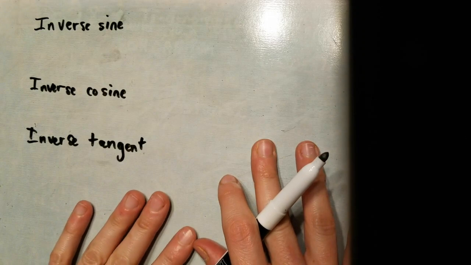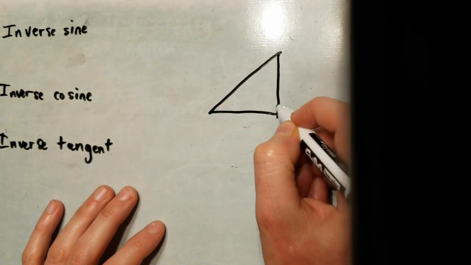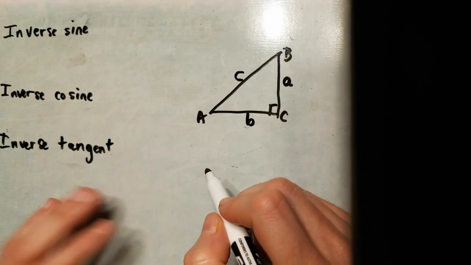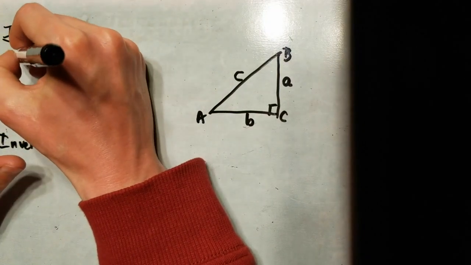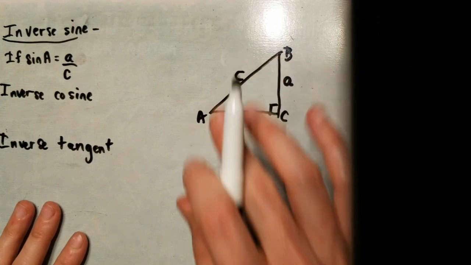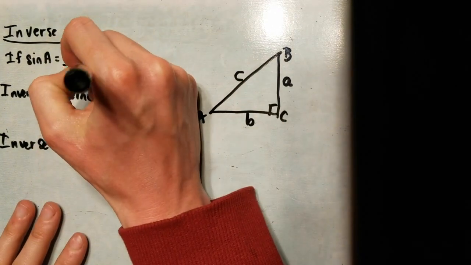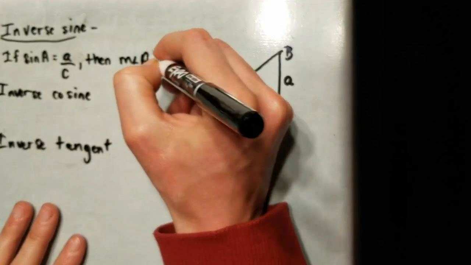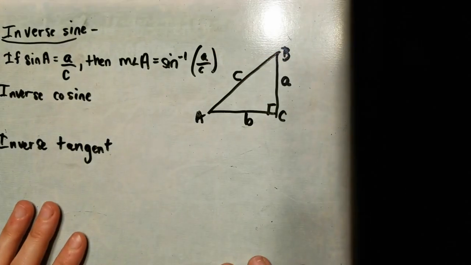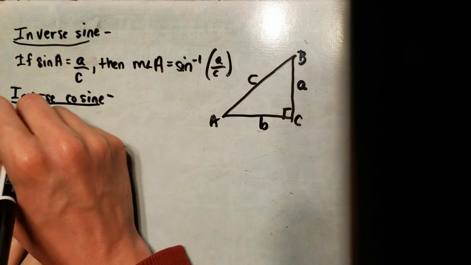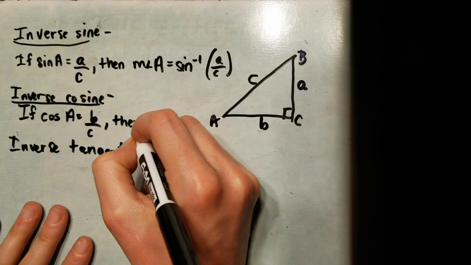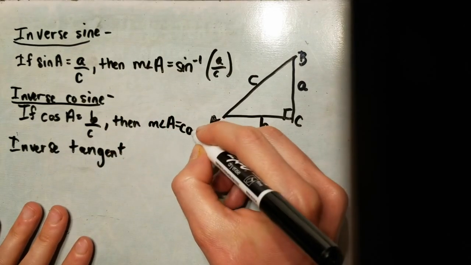And if we use this picture here, if the sine of an angle equals, we'll say in this case A over C, so sine of A would be A over C, then we could find the measure of angle A by taking the inverse sine of A divided by C. And if cosine of A equals B over C, then we could find the measure of angle A by taking inverse cosine.